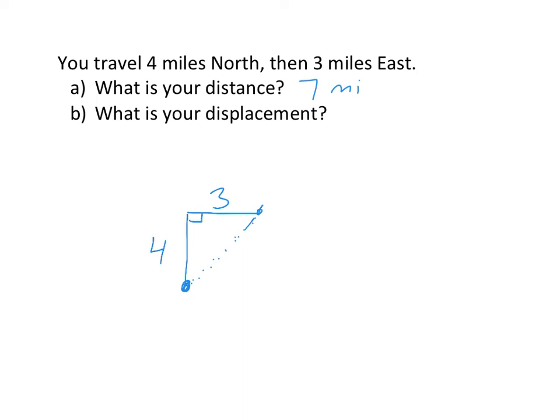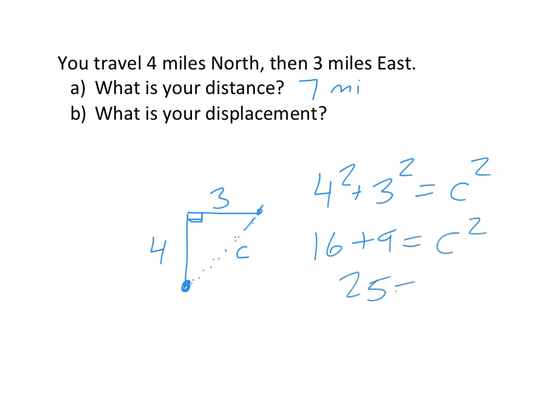The only real way to do this is to use the Pythagorean Theorem. So if we call this c, it'll be 4 squared plus 3 squared equals c squared, which is 16 plus 9 equals c squared, which is 25. So your displacement in this case will actually be 5 miles, and it'll be in a northeasterly direction, but it's not perfectly northeast. We could, if we really wanted to be technical, find the angle and all that. That gets a bit more complicated.